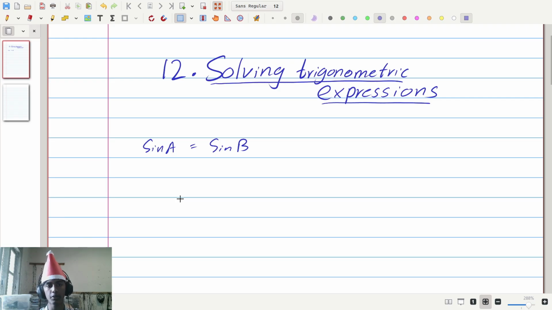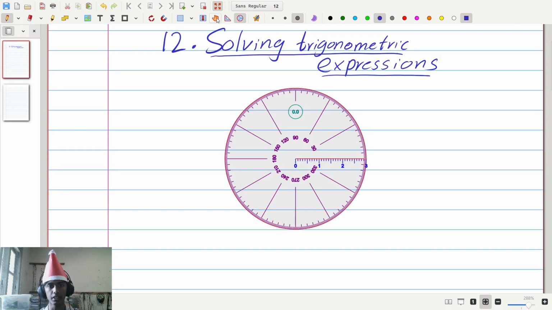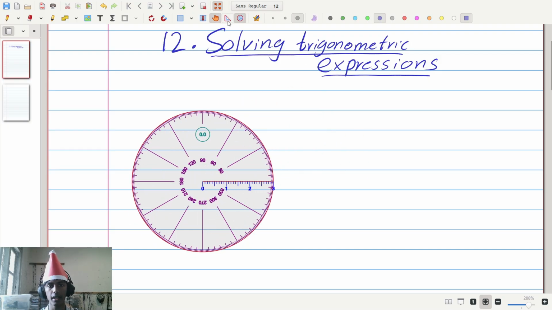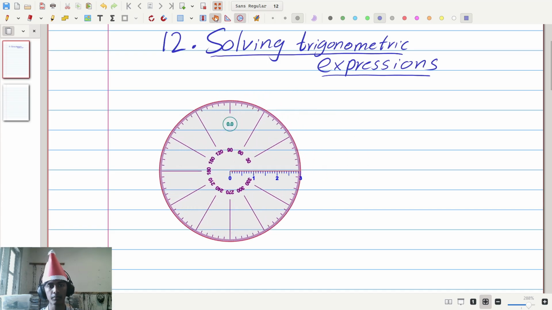So let's first get into this first example, sine A equal to sine B, and get into the different values that B can be relative to A. So to do this, we'll first consider a circle like this. We'll draw out a circle and we'll mark an angle. We'll call this angle theta.